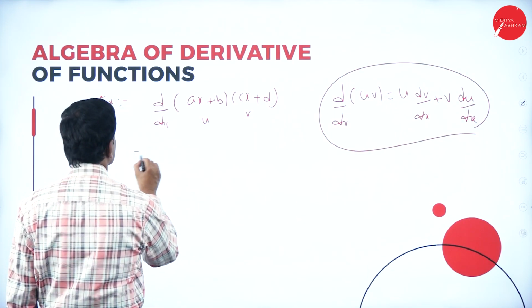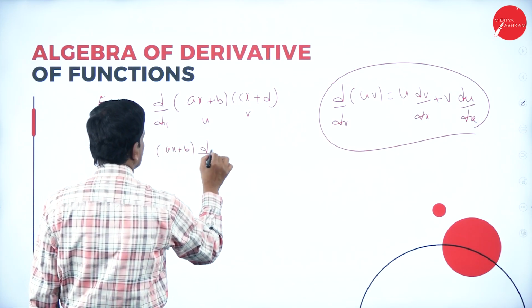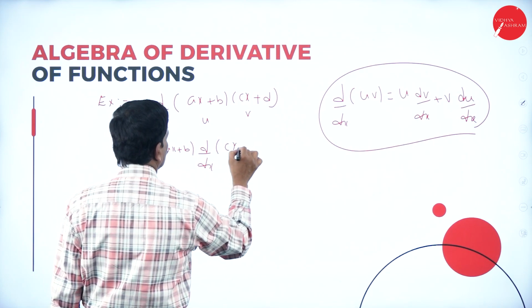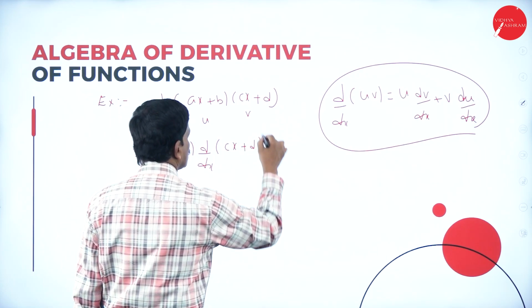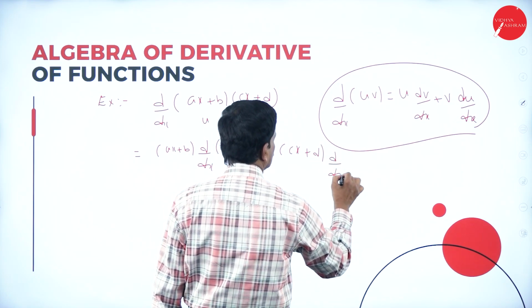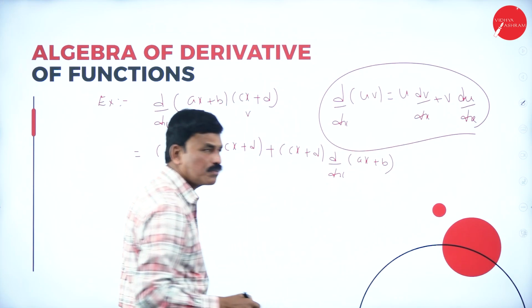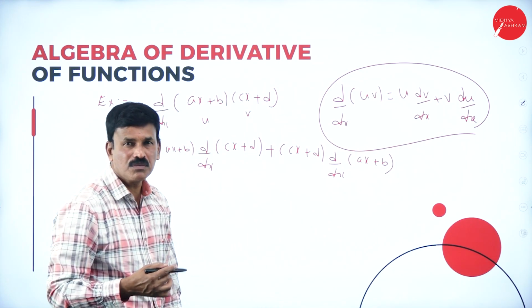Now, let us write this. First function ax plus b into d by dx of the second function cx plus d, plus second function cx plus d into d by dx of the first function ax plus b. This is an important problem. You may expect this for 5 marks.